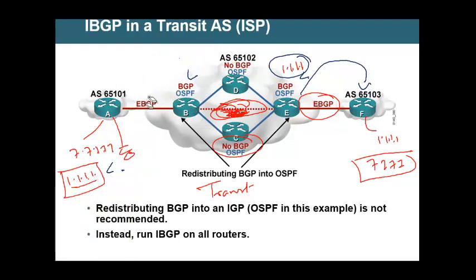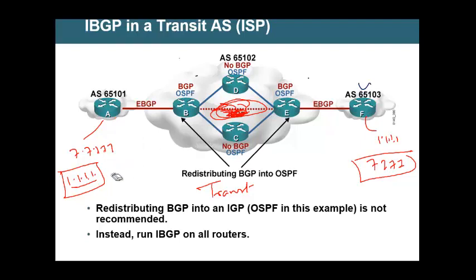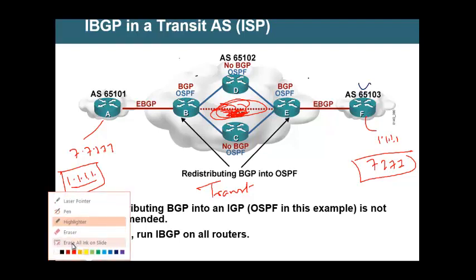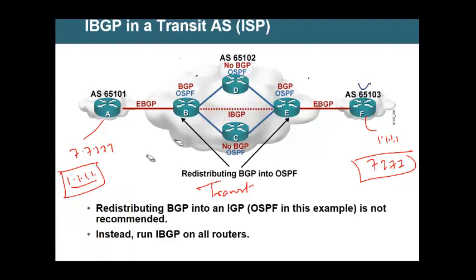So to do that, we need iBGP. To do that, what we are going to do is run BGP even between the routers that are in the same autonomous system, like this. So the BGP relationship is not only here and here.